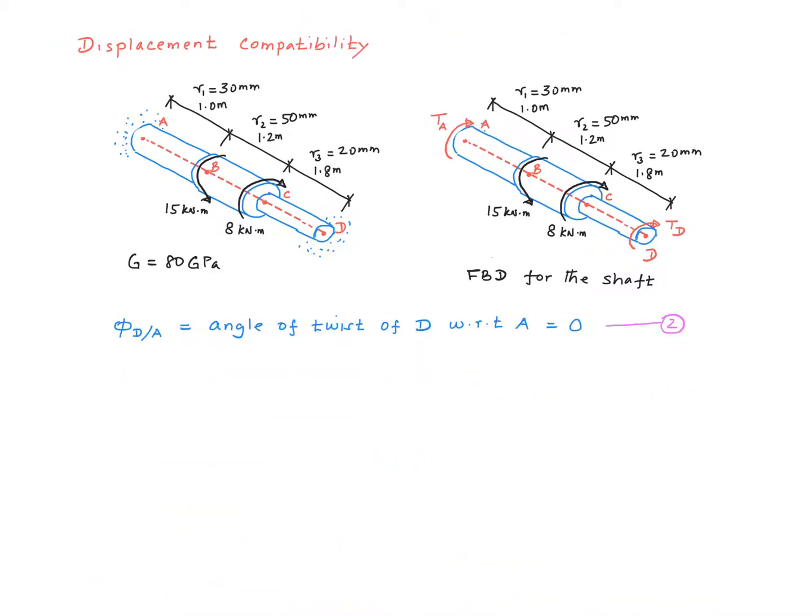The second equation we need here comes from what is called the displacement compatibility. We know there are 2 fixed supports, right? Support at point A and support at point D. Let's say we go ahead and write down an expression for the angle of twist of point D with respect to point A. What should that be? That should be equal to 0 because point D is fixed, right? So this is the displacement compatibility equation. This furnishes the second equation we need to solve this problem.